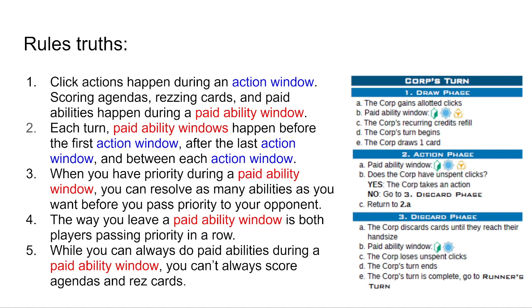Scoring agendas, rezzing cards, and paid abilities happen during a paid ability window. Each turn, paid ability windows happen before the first action window, after the last action window, and between each action window. When you have priority during a paid ability window, you can resolve as many abilities as you want before you pass priority to your opponent. The way you leave a paid ability window is both players passing priority in a row. Sorry, you can always do paid abilities during a paid ability window, but you can't always score agendas and rez cards.